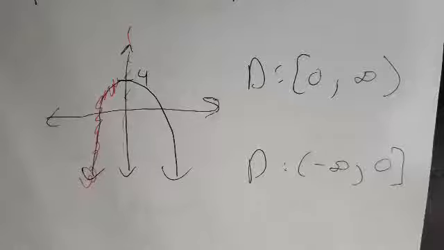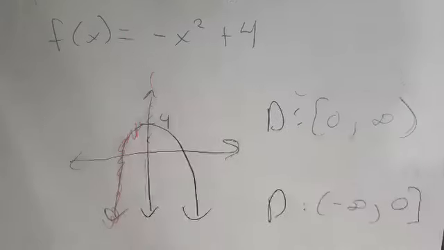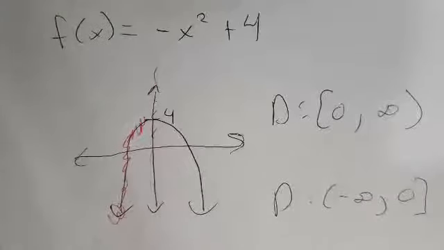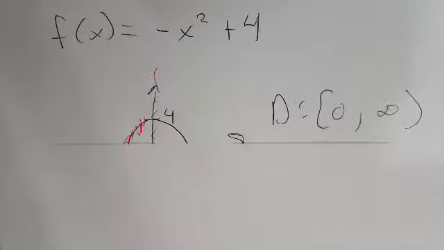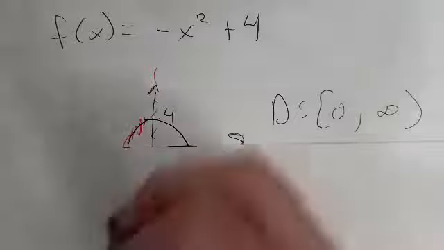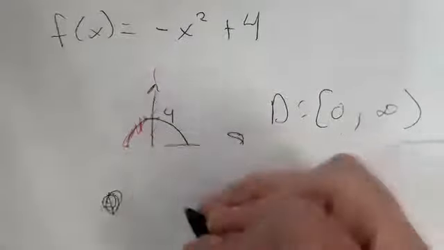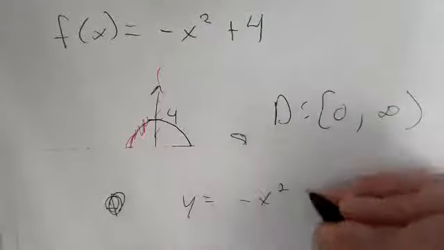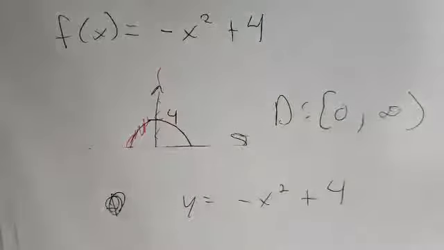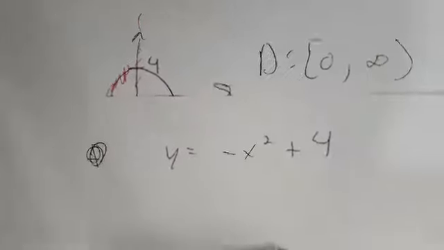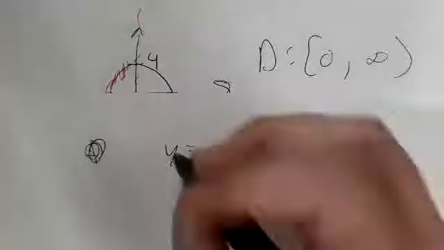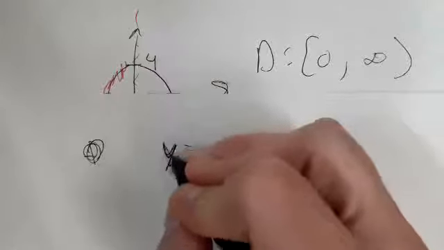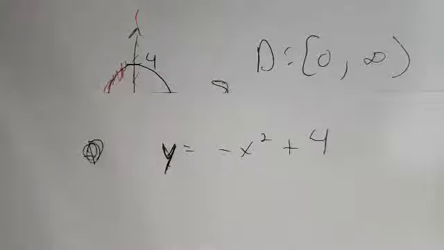But here they ask us to find the inverse. I gotta make sure I'm doing this correctly. So this is my y equals minus x squared plus 4. I'm not the biggest fan of this problem. I don't really care for it too much, but it gets at maybe one of the points.